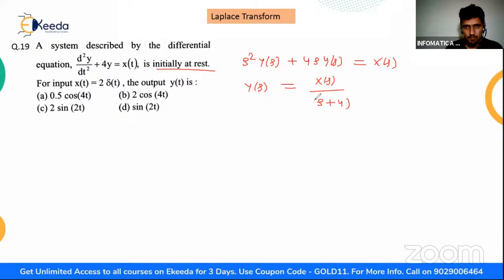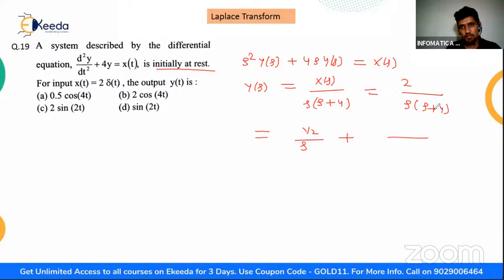We will take s outside. X(s) we know is 2, because 2 delta t has transform 1, so 2 upon s plus 4. Now we will do partial fractions of these two. The constant we can determine by putting s equals 0, so it will be half, plus, when we put s equals minus 4, in that case this will be minus 0.5, minus half. This will be the value for s plus 4.